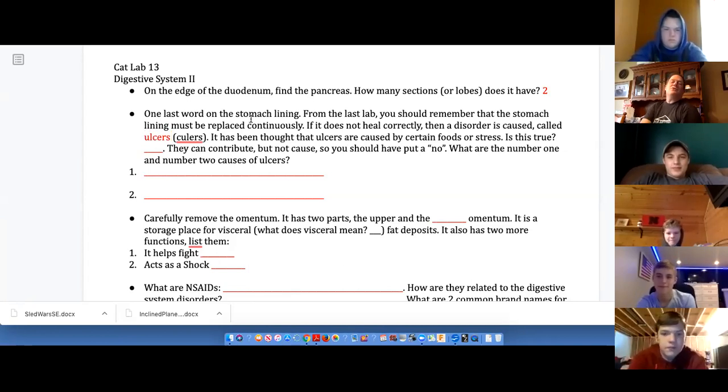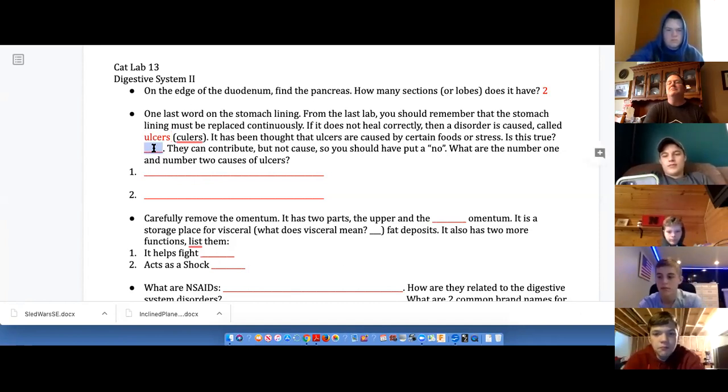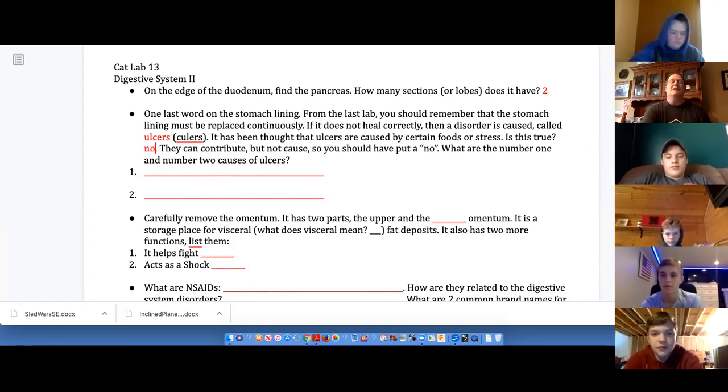Okay, it has been thought that ulcers are caused by certain types of food or stress. Has anybody researched that? Is there any truth to that? Not really. I researched it and it said it could contribute, but it's not the main reason. The number 1 and the number 2 causes of ulcers are going to be a type of infection. You can look that up.